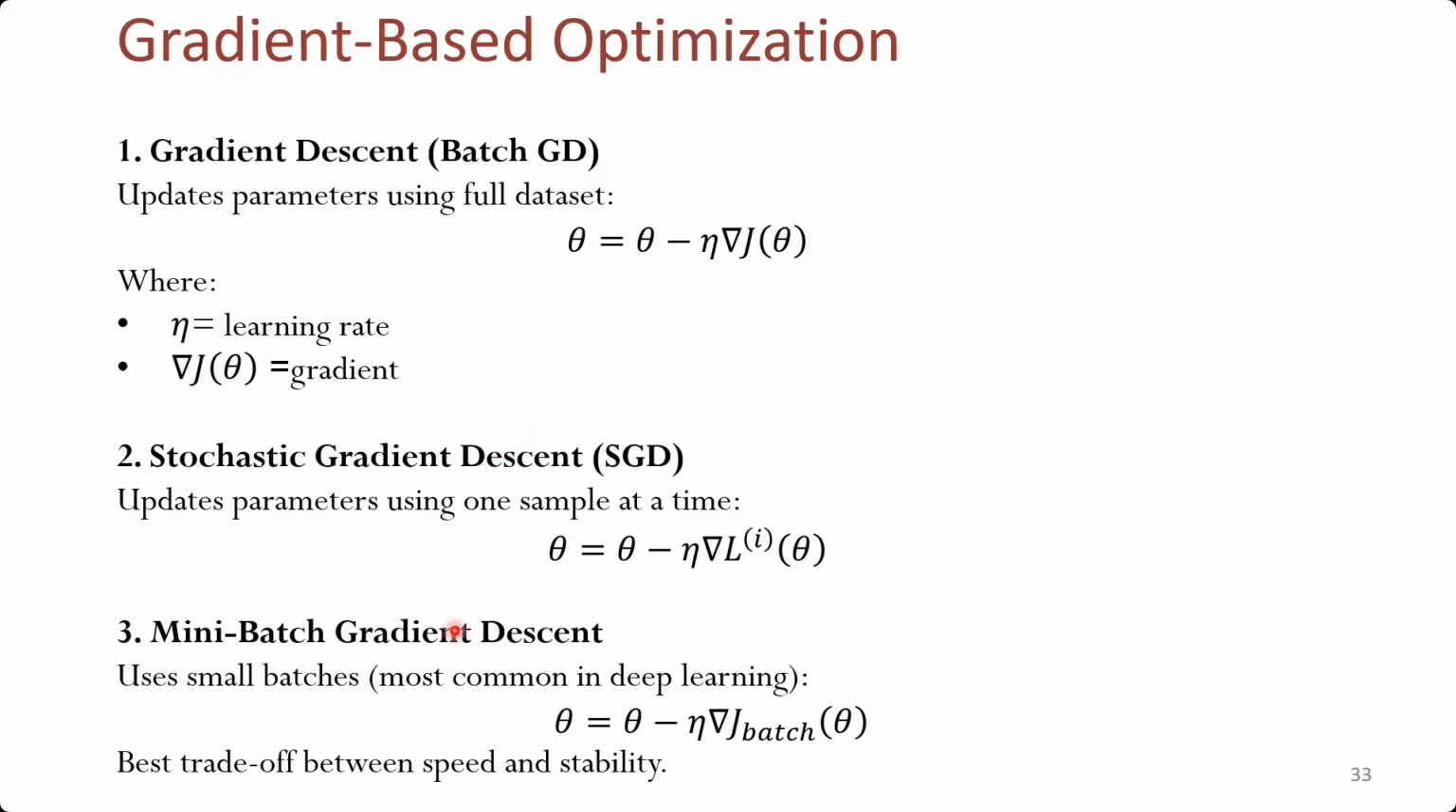The third one is a combination of these two, that is mini-batch gradient descent. Mini-batch gradient descent uses small batches and is the most common in deep learning. Here, theta is theta minus eta times the gradient of the cost function for a batch. That batch can be, let's say, 30 samples taken together, or 100 samples taken together.